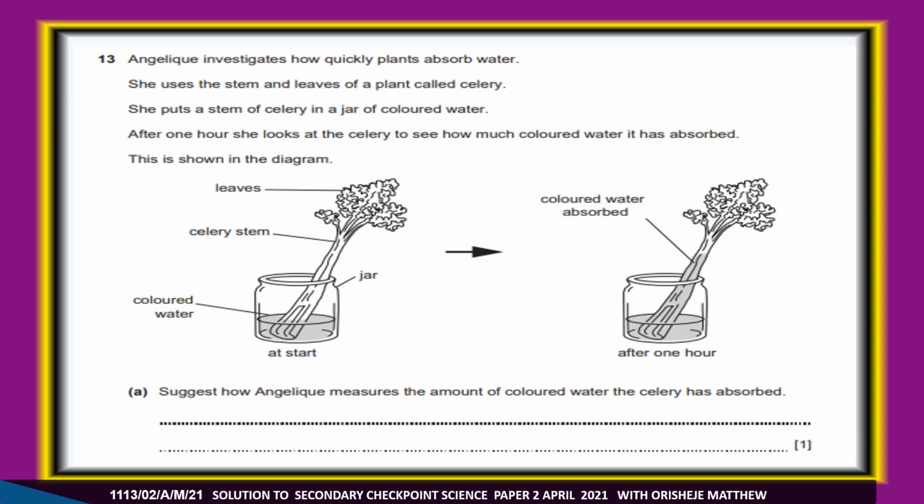Question 13. Angelique investigates how quickly plants absorb water. She used the stem and the leaf of a plant called celery. She put a stem of celery in a jar of colored water. After 1 hour, she looked at the celery to see how much colored water it has absorbed. This shows the results.